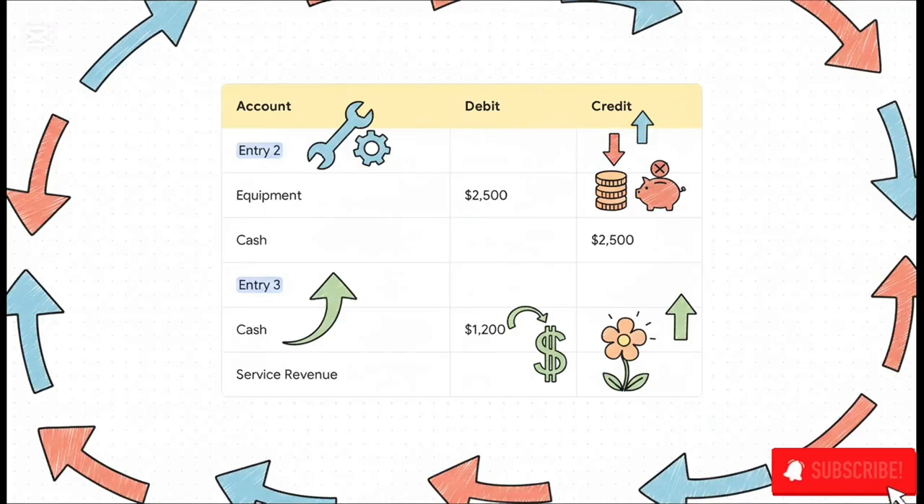Okay, so for the equipment purchase, we get a new asset, equipment, so we debit it. But we paid with another asset, cash, which is going down, so we credit it. Then, when the cash from the sale comes in, we debit our cash account to make it go up. And where did that cash come from? Revenue, or income, the I in CLIC, which increases with a credit. You see the pattern here? It all goes back to DEAD CLIC.